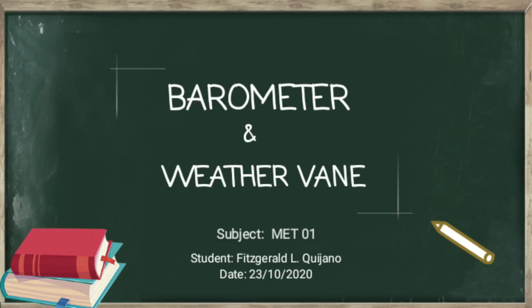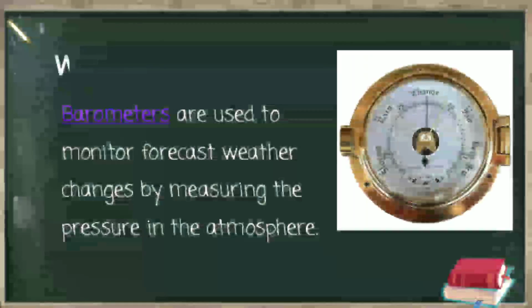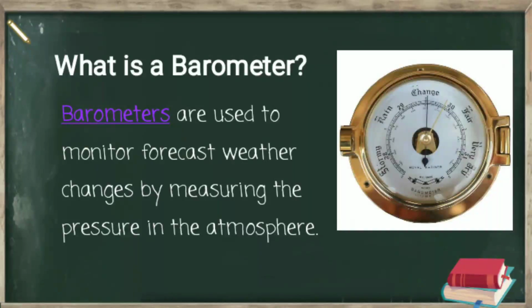Today we're gonna talk about barometer and weather vane. What is a barometer? Barometers are used to monitor and forecast weather changes by measuring the pressure in the atmosphere. So in other words, a barometer is an instrument that helps seafarers to identify the weather with its capability of measuring the pressure in the atmosphere. So it is very important in vessels to have this instrument to be more aware and careful when sailing.